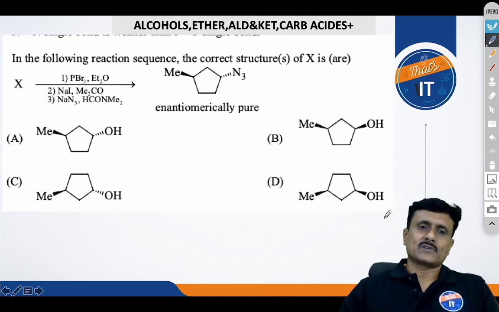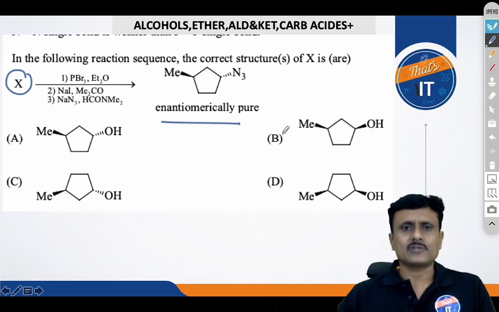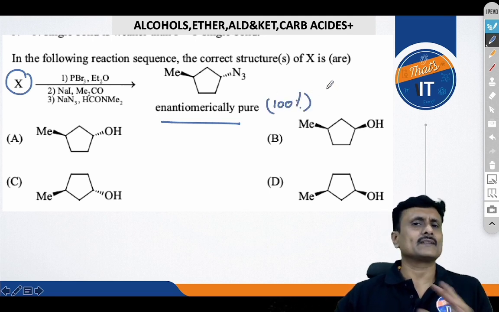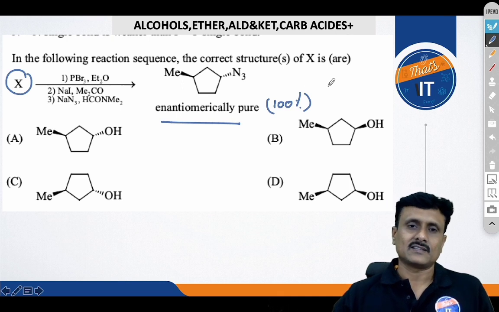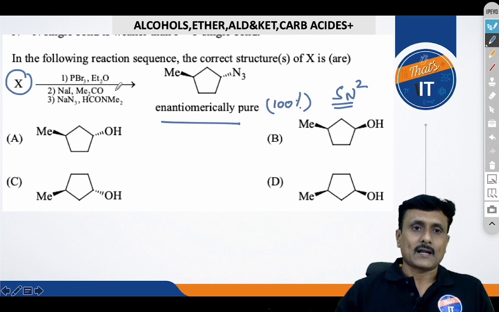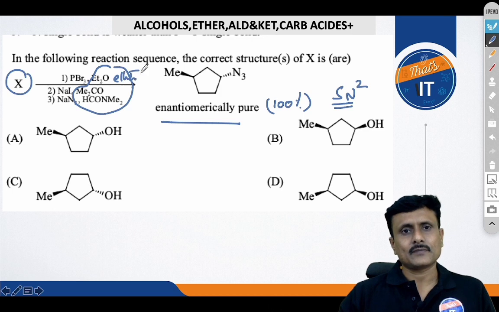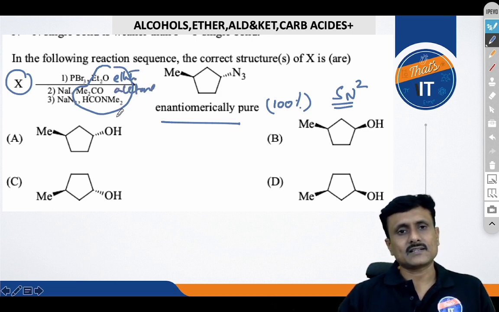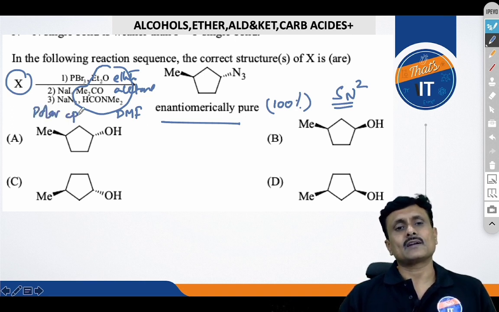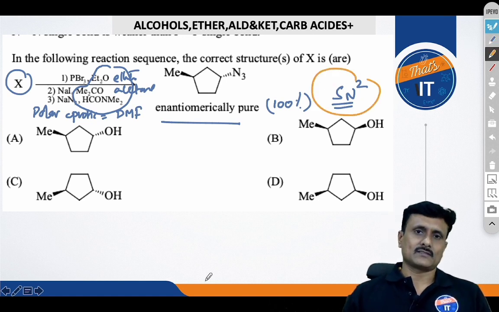Now let's look at the next question, where X is subjected to a sequence of reactions. You can see that you got enantiomerically pure product. That means 100% of only one substance is obtained. There is no enantiomeric mixture. That clearly indicates that this is predominantly the SN2 mechanism. And also it is seen that the solvents being taken here are ether, acetone and dimethyl formamide, which is nothing but polar aprotic. And these polar aprotic solvents also support the reaction to take place via the SN2 mechanism.